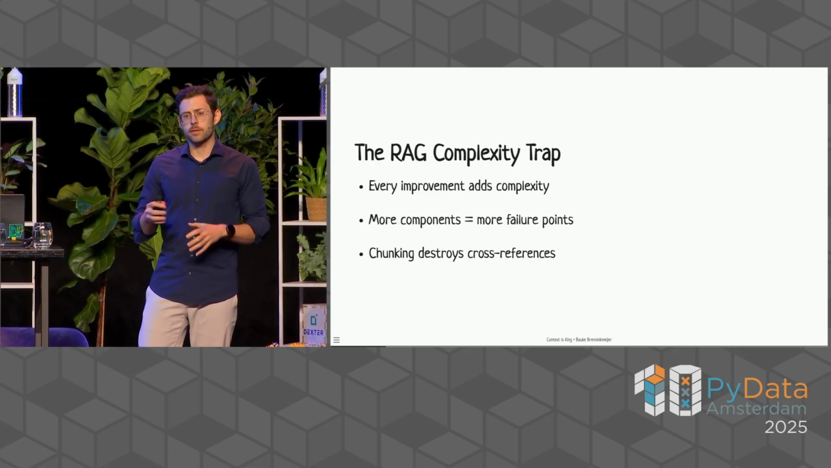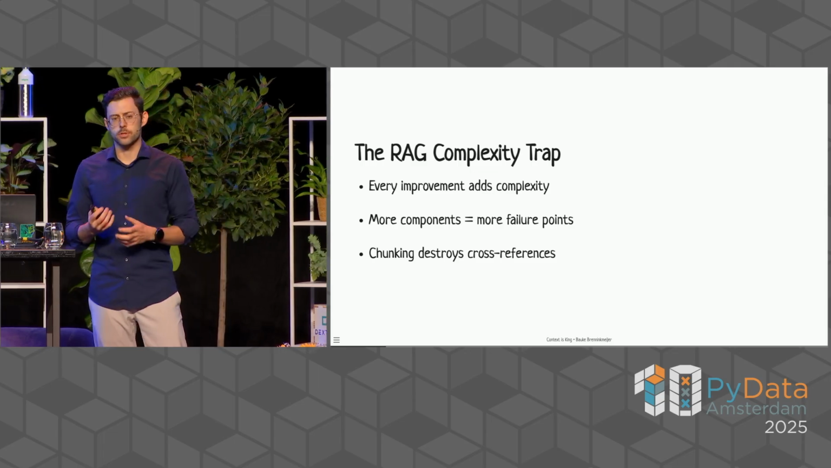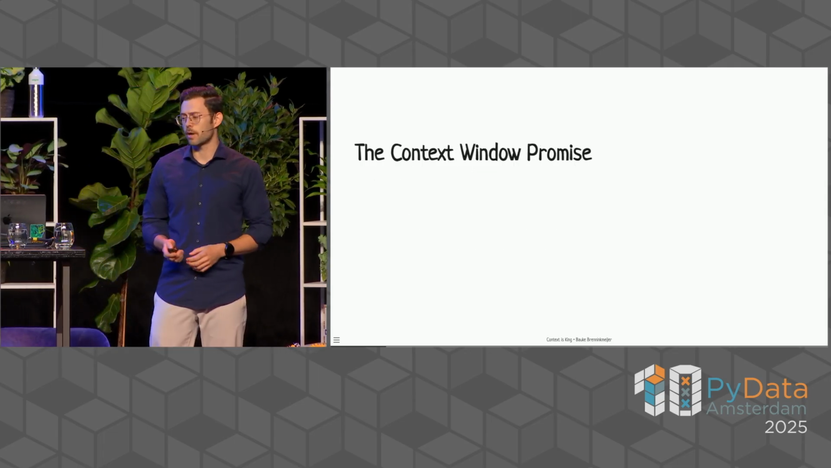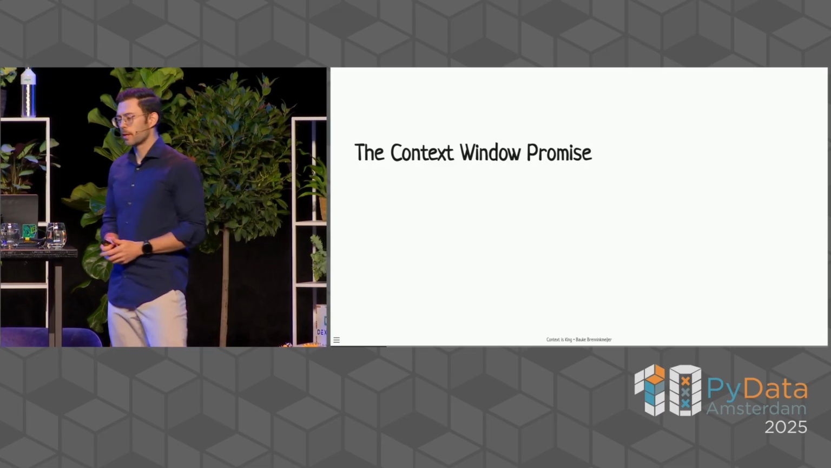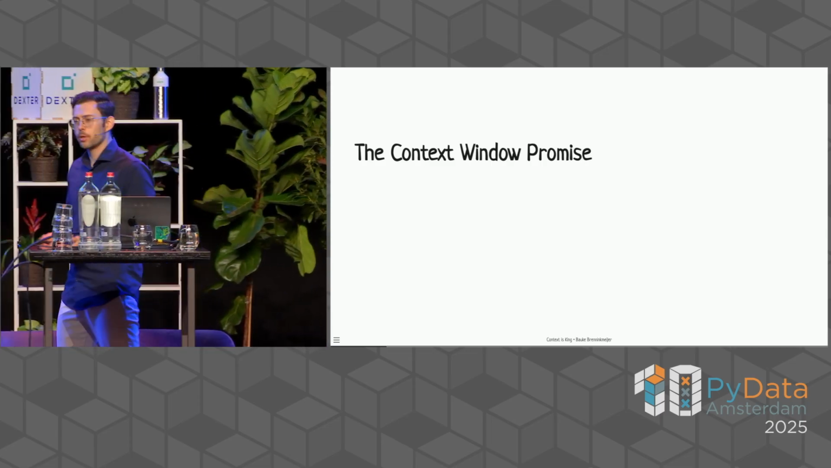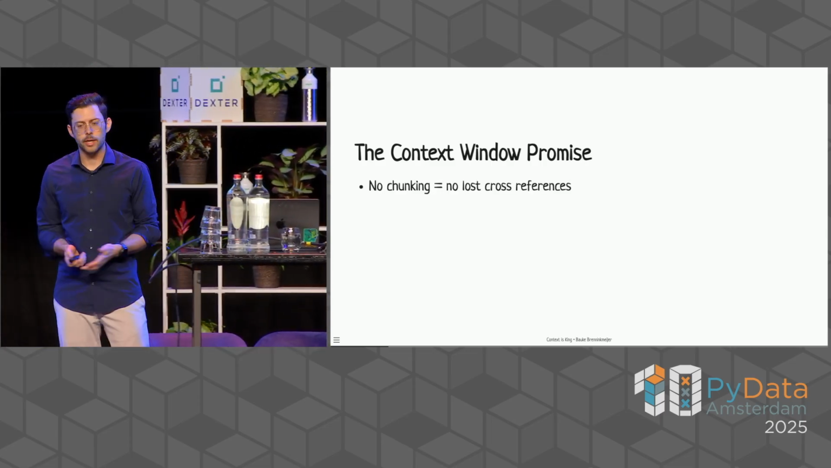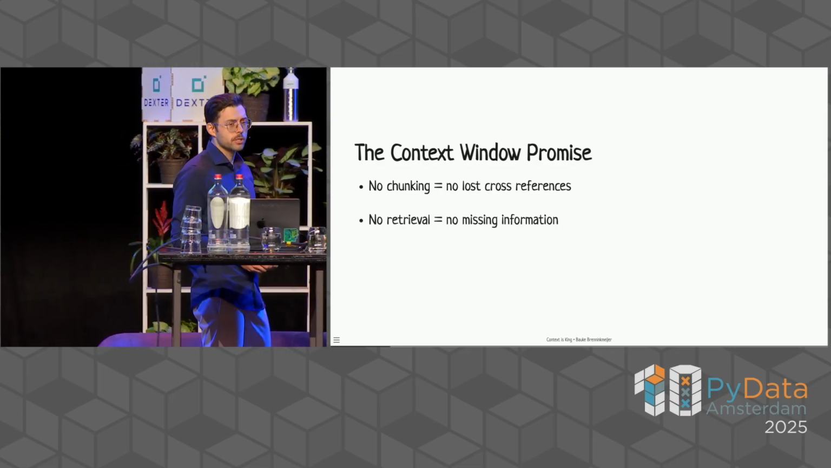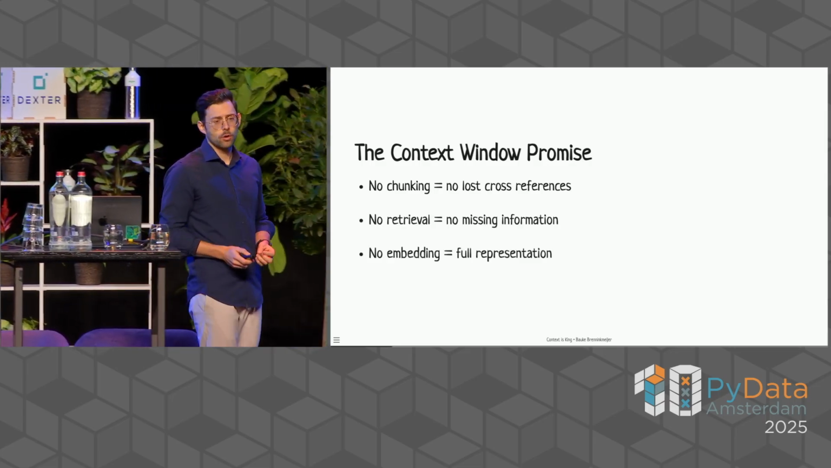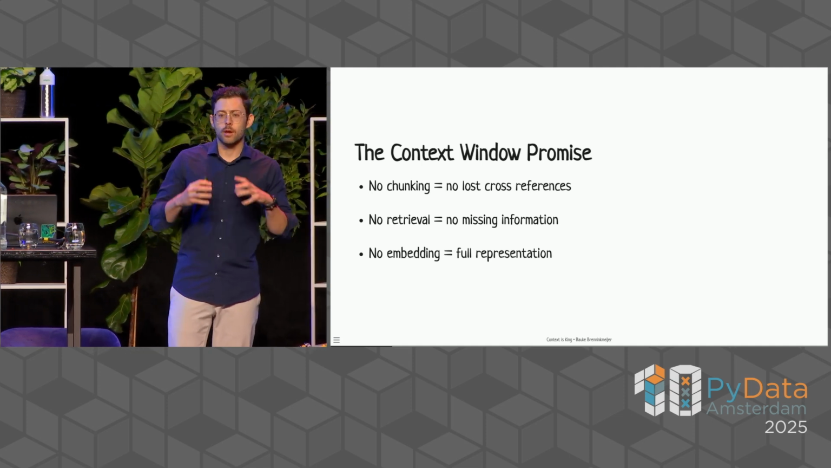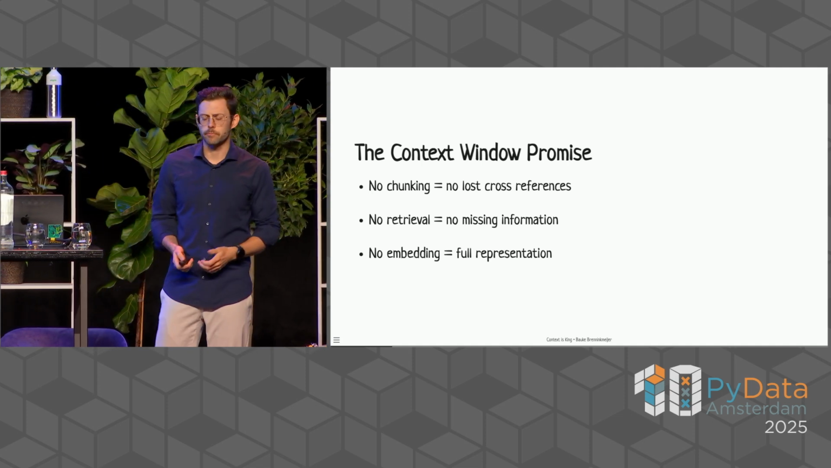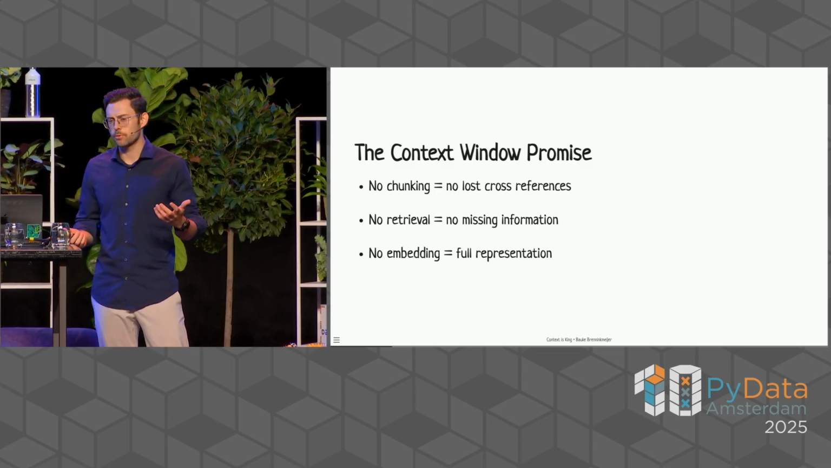And the chunking does have an effect on these cross-references within the information, where you often miss data using RAG. So we come to the context window promise. Will it solve our problems? No chunking means no lost cross-references. No retrieval means no missing information, and no embedding means we get the full text representation, the rich representation of the information. Yeah, it's heavier, but if it works better.